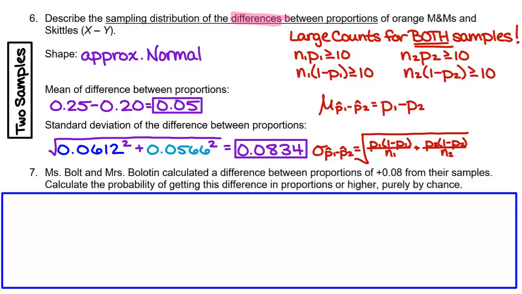Ms. Bolt and Mrs. Bolliton calculated a difference between proportions of a positive 0.08 from their samples. Calculate the probability of getting this difference in proportions or higher purely by chance. What kind of a distribution is it? Approximately normal. We know the mean, and we now know the standard deviation. So what do you need to start this problem by doing? Draw a picture. It's approximately normal, so draw your normal curve.